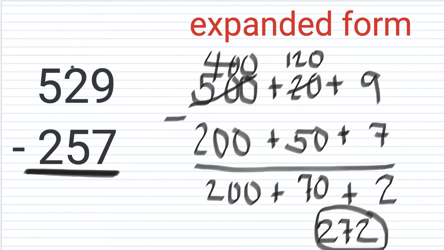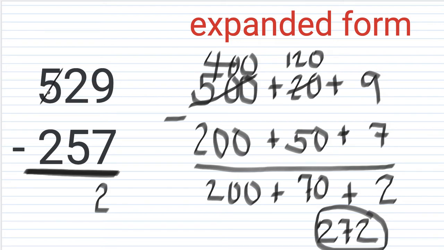Now, ones place, tens place, hundreds place. Okay, let's start with the ones place. 9 minus 7, of course, the answer is 2. Make sure to align the numbers properly. 2 minus 5, it's not possible because 2 is lesser than 5. So we need to borrow. Since this is shortcut, we always borrow 10 for shortcut. So since this is 2, you need to borrow 10 from 5.